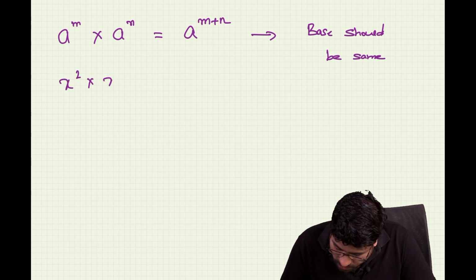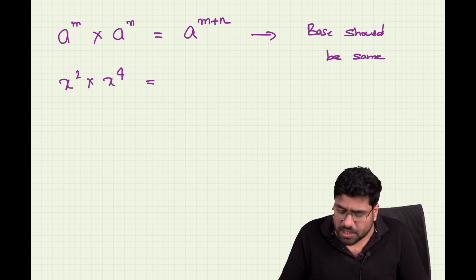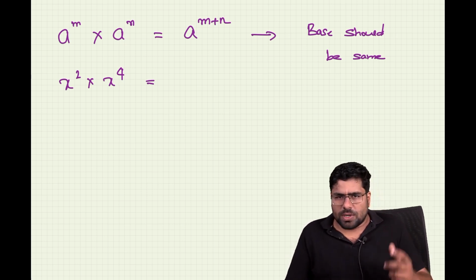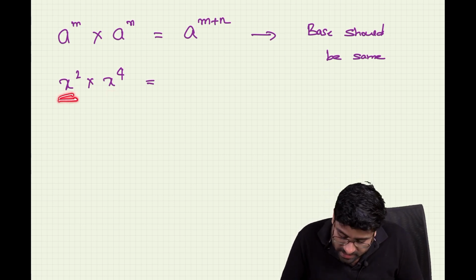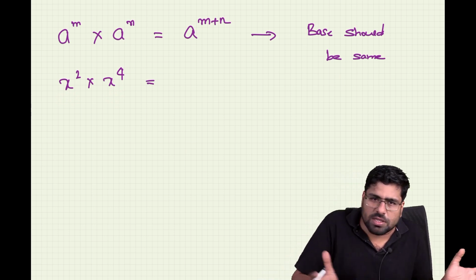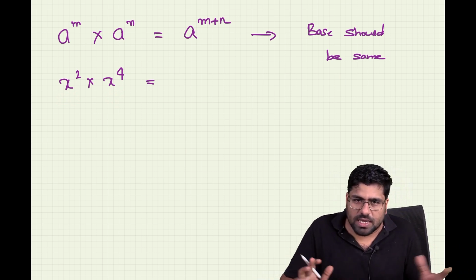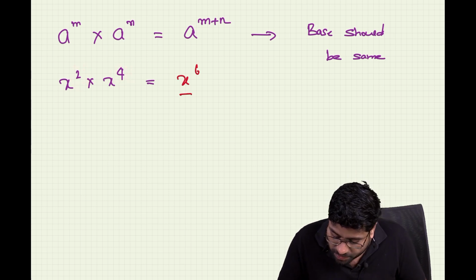x square into x to the power of 4. x raised to 2 into x raised to 4. Try doing it. Just think of it. Is the base the same for both cases? Yes, the base here is x. Now I can bring all the terms that have the same base together, and I'm just adding the two exponents. I'll end up getting x to the power of 6.